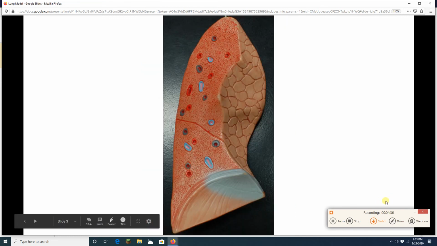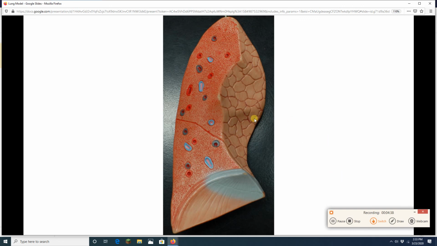Kind of similar to the one we just looked at. Again, notice we're going to have the bluish pulmonary arteries and the red pulmonary veins, as well as some segmental bronchi. And I can see the visceral pleura here as well. Okay, what else we got? That is in fact it.